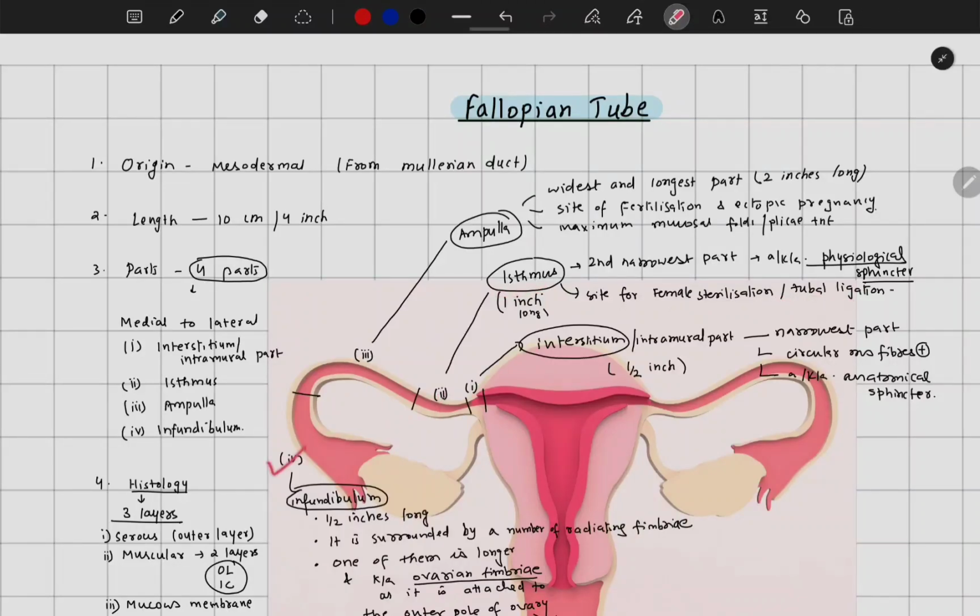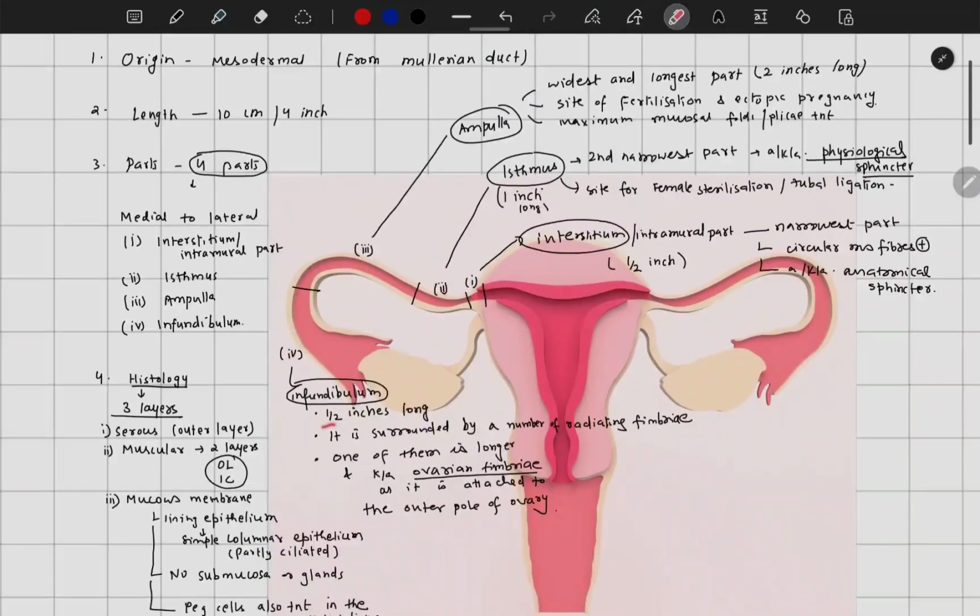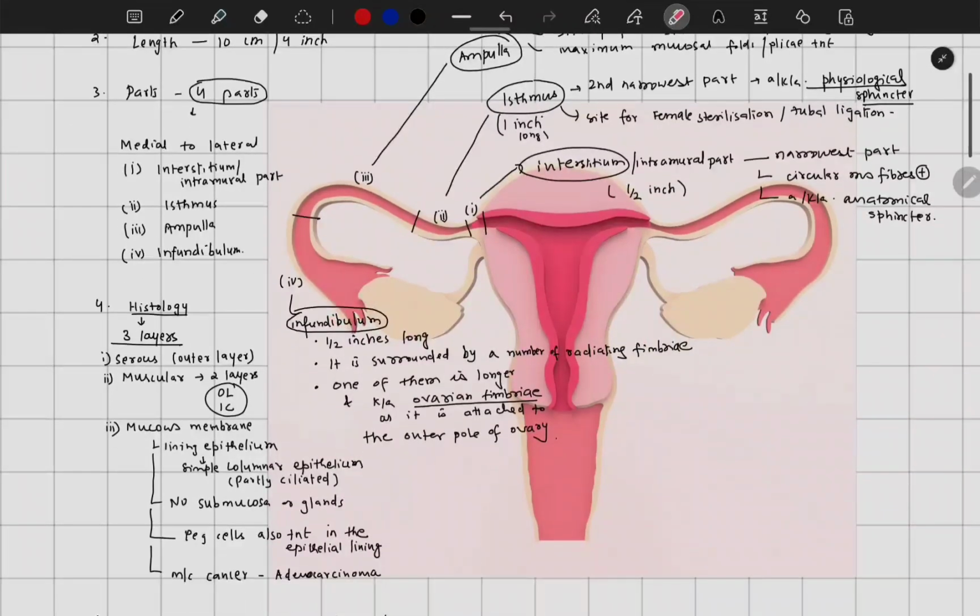The next part, the infundibulum, is half an inch long and is surrounded by a number of fimbriae. These are the fimbriae present in the infundibulum, and one of them is longer, known as the ovarian fimbria, which is attached to the outer pole of the ovary. And this is about the parts and their details.